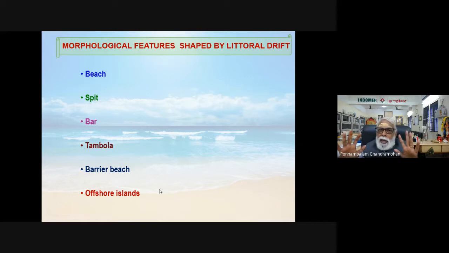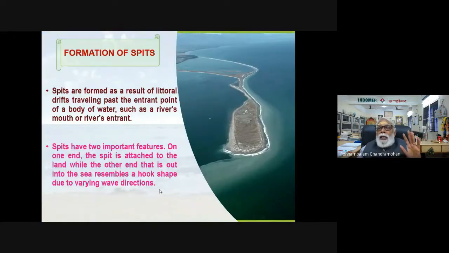They are all created or formed due to the distribution of the littoral drift. And this is the typical formation of the spit. You can see it at any kind of major rivers. If you go to Krishna river mouth or Godavari river mouth, you can see this kind of spit.